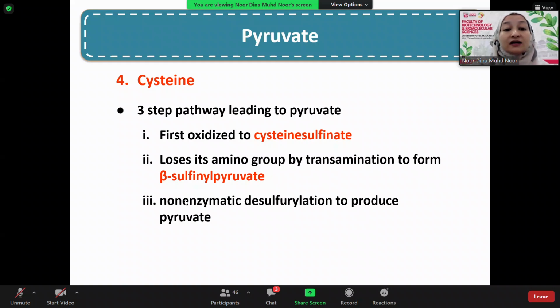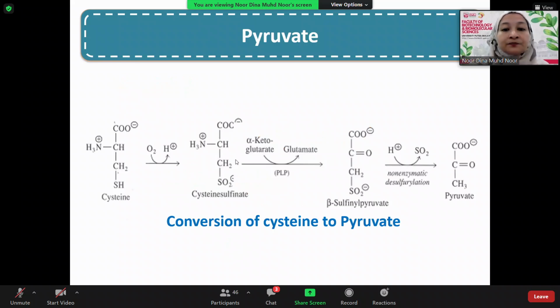And the next step is the process of desulfurylation without the presence of an enzyme. After the sulfur group of the beta sulfonyl pyruvate is removed, we get the pyruvate, and this process does not need an enzyme. So this is how the process works.